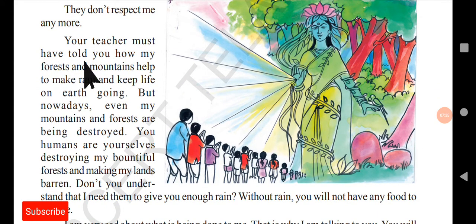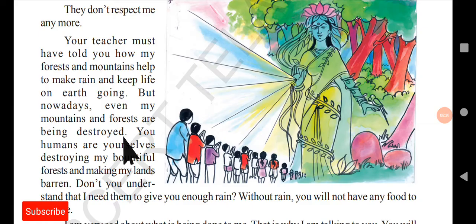Your teacher must have told you how my forests and mountains help to make rain and keep life on Earth going. But nowadays, even my mountains and forests are being destroyed. So I think all of you listening to this class, your teachers might have told you how these forests and mountains are very useful for rainfall. Where there are many trees, we get rainfall. If there are no trees, then there is no rainfall. So your teachers might have taught you this. But nowadays, even the mountains and the forests are being destroyed.